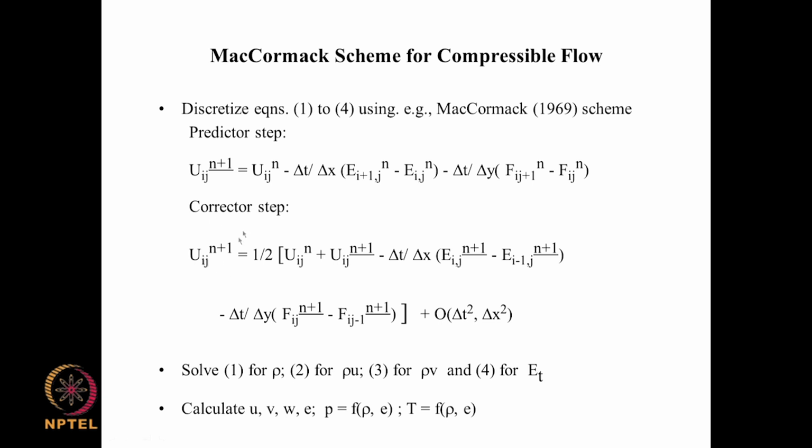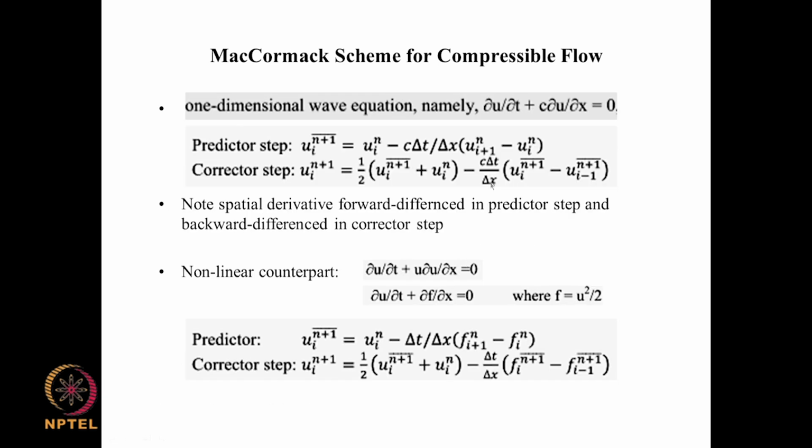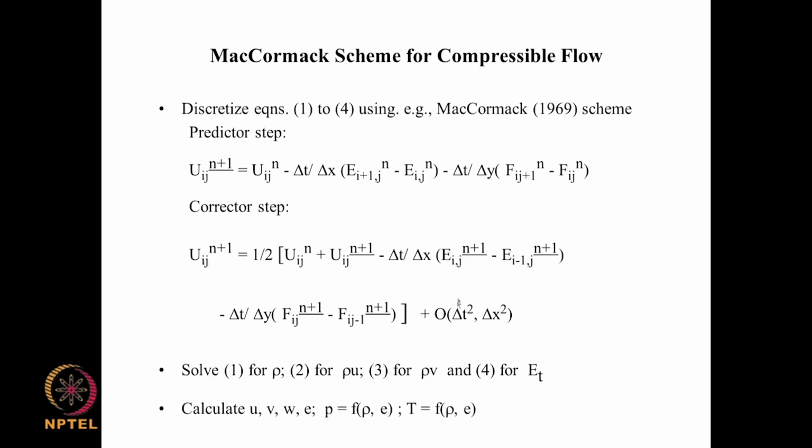Now, the corrector step is put as u_ij^(n+1), this is the value that we are actually seeking, and this is half of u_ij^n plus u_ij^(n+1 bar), the same as what we had earlier, there should be a bracket here, and minus delta t by delta x times (e_ij^(n+1 bar) minus e_(i-1,j)^(n+1 bar)). So, this is again the same as what we had here, u_i minus u_(i-1) based on the n plus 1 values, or f_i^(n+1 bar) minus f_(i-1)^(n+1 bar). So, that is what we have here. The E and F are the fluxes, and the fluxes are being evaluated in backward differencing in the corrector step and forward differencing in the predictor step.